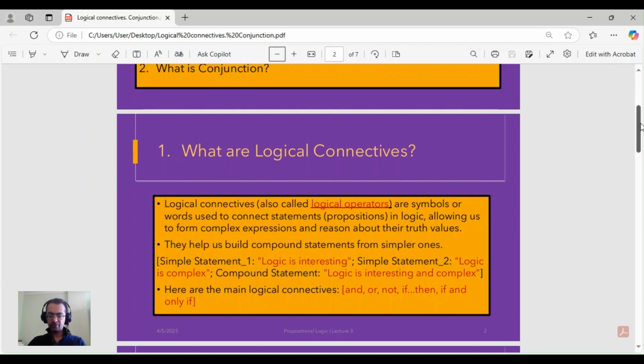Our logical connective in this example is "and", but "and" is not the only logical connective which we can use in propositional logic. You can see all the logical connectives here: and, or, not, if then, if and only if. Here are the main logical connectives. And means it is conjunction, or it is disjunction, not refers to the negation, if then it is conditional statement, if and only if it is biconditional statement.